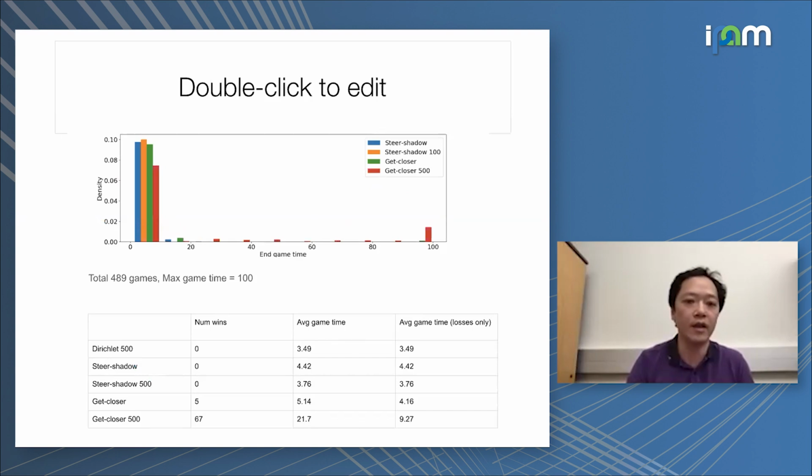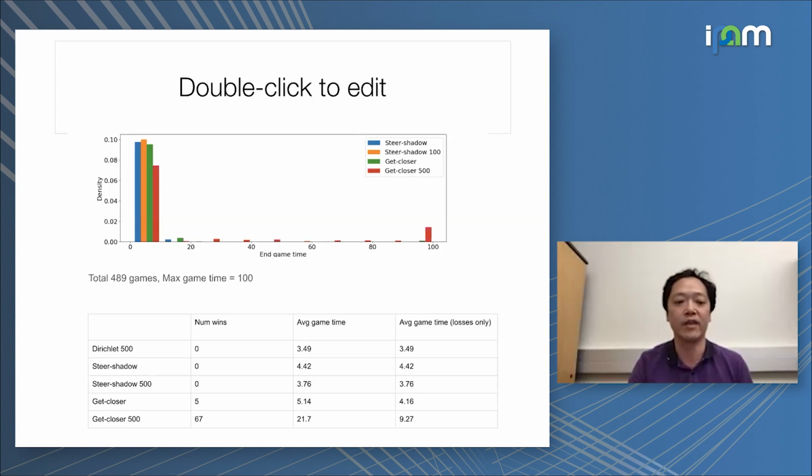And finally, we're further going to compare Monte-Carlo-Tree Search with the two policies, get closer and steer shadow. It turns out that get closer with the 500 Monte-Carlo steps seems to be much more efficient in learning how to play the game. It plays the game much more optimally than steer shadow in this setup. That is something that's rather surprising.